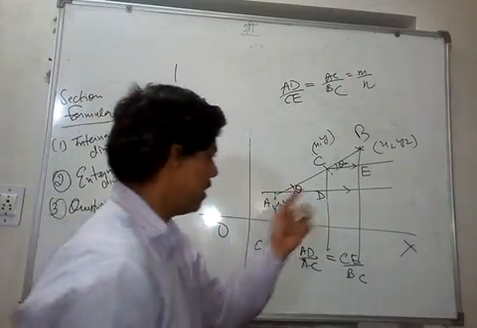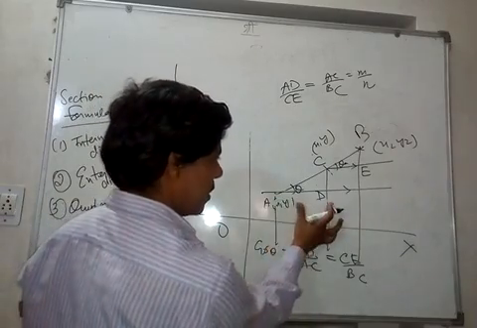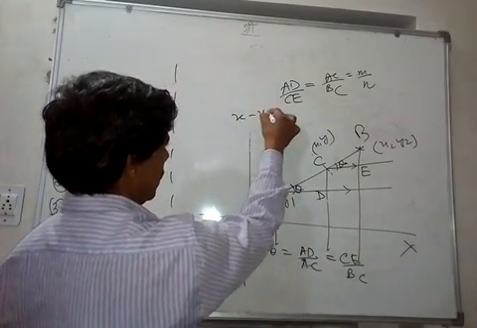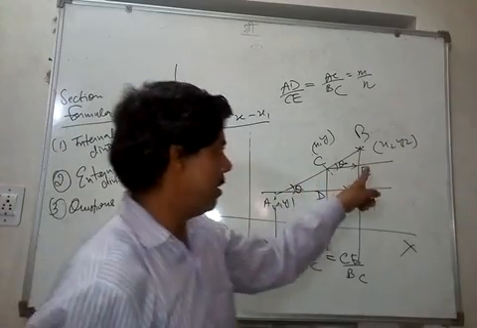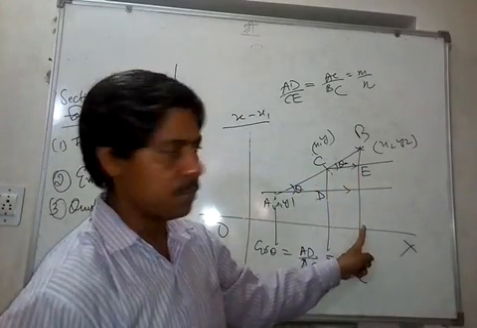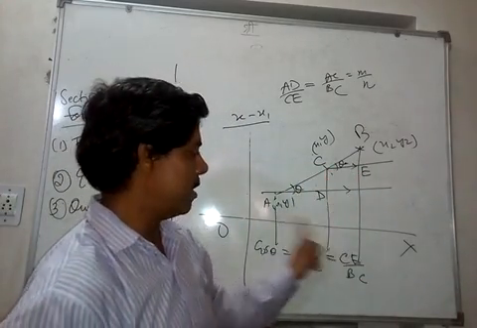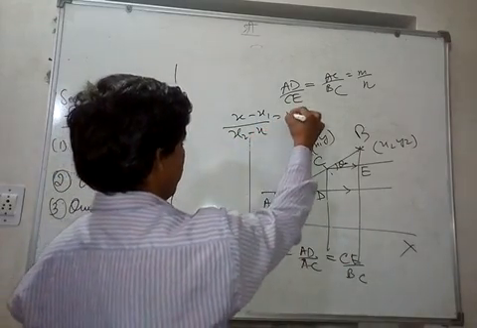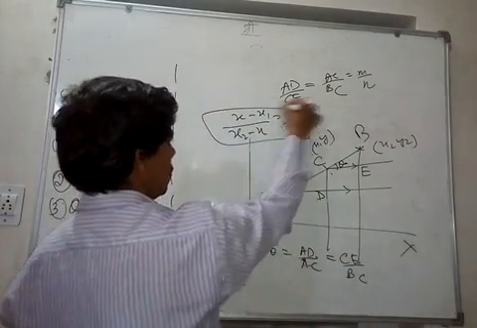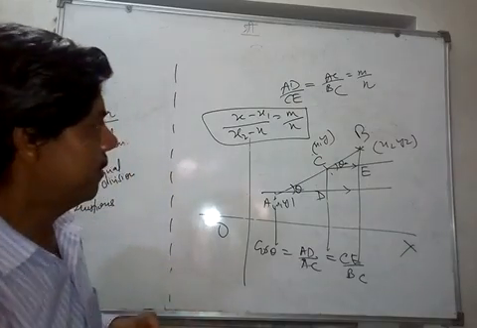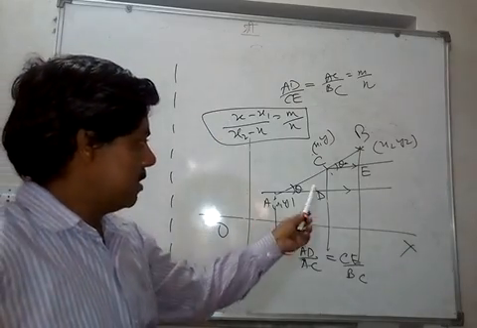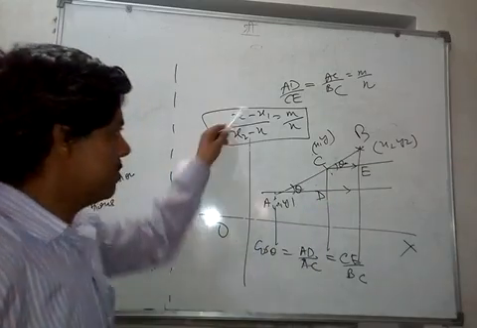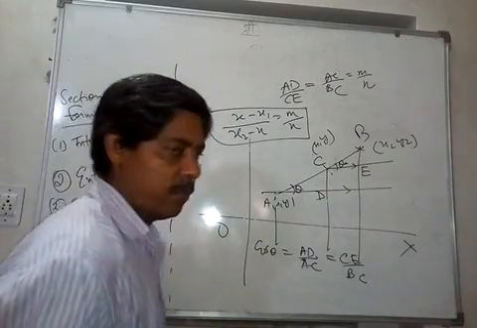Now what is AD? AD, from here to here it is x, and this is x1. So x minus x1. What is CE? From here to here it is x2, and from here to here it is x. So x2 minus x is equal to m upon n. This is the most important result. x minus x1 is this AD, and x2 minus x is this CE. And once you get this result, now the section formula is derived.